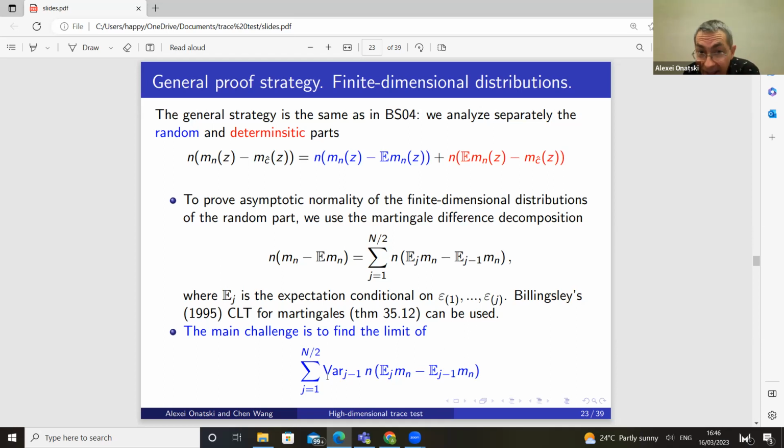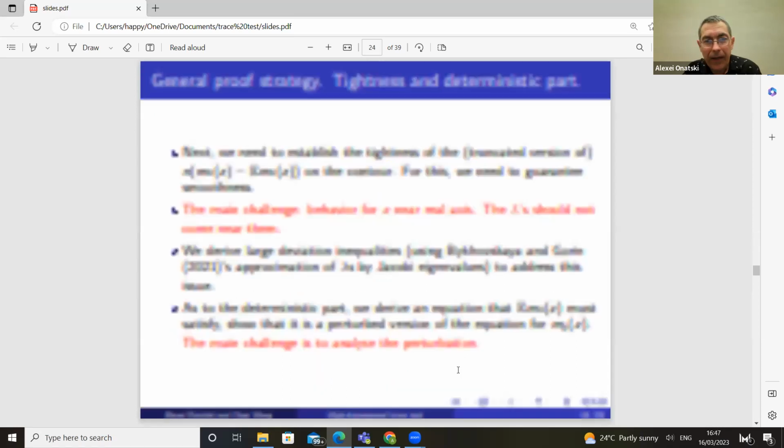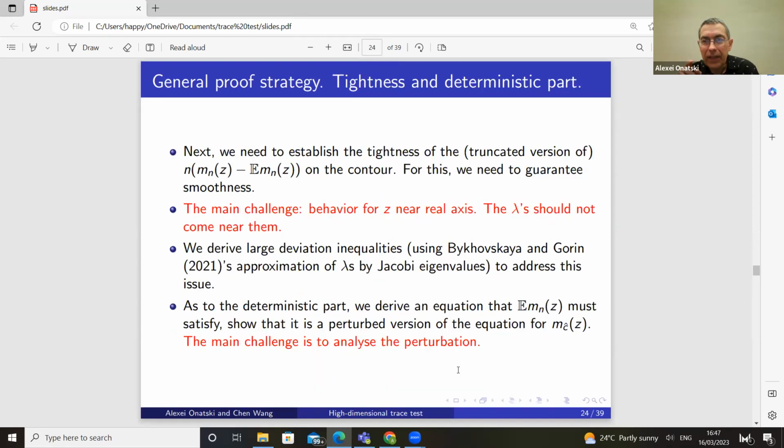And to find that limit, I will be using this knocking out of epsilons and comparing them, using some linear algebra and coming up with some equation which will describe this limit. Okay, and next, what I will need is to prove tightness, because remember, I'm not just after finite dimensional distributions. I'm after the functional central limit theorem. So I will need to prove the tightness of this process.